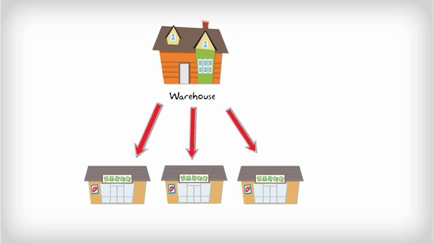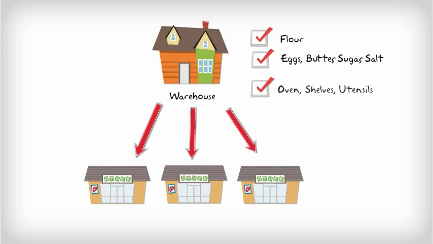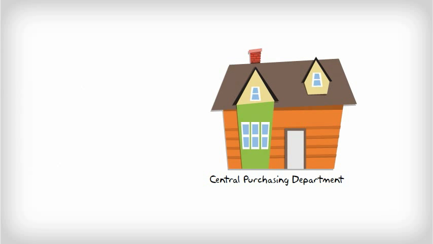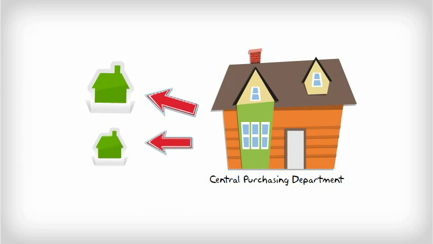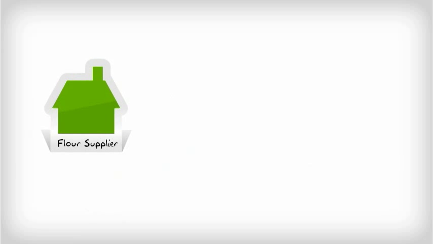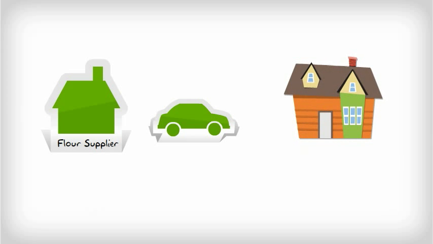The warehouse department will order materials like flour, eggs, butter, sugar, salt, and fixed assets like ovens, shelves, and utensils. After the requisition is validated, the purchasing department will create and send out the purchase order to its designated suppliers. Delivery from the suppliers will begin from there. For example, the flour supplier will receive the purchase order and they will deliver the required flour to BreadTalk's warehouse.